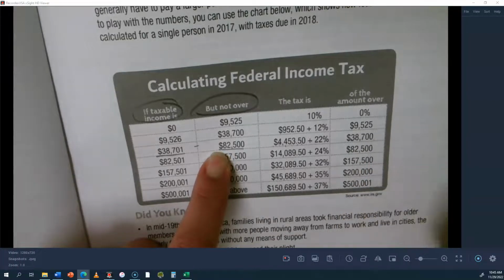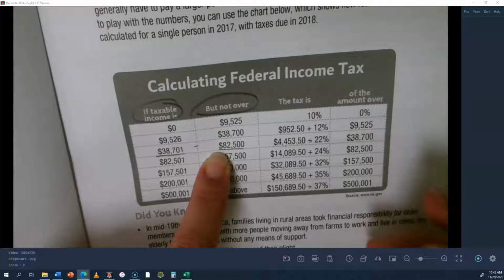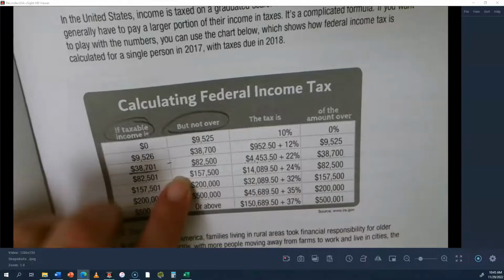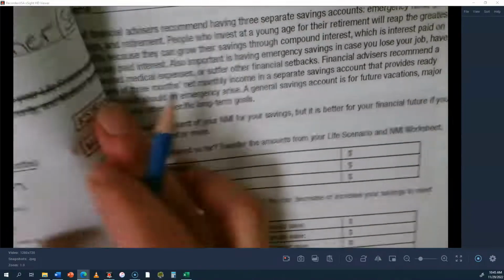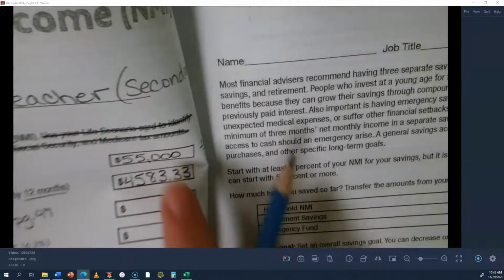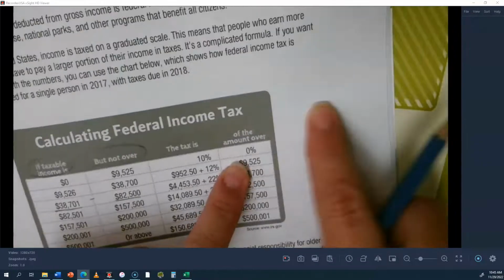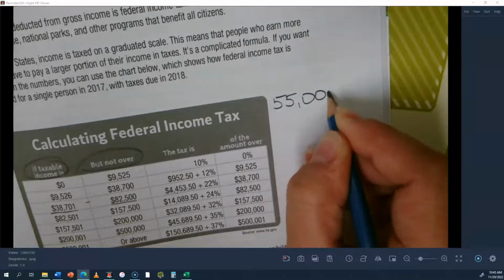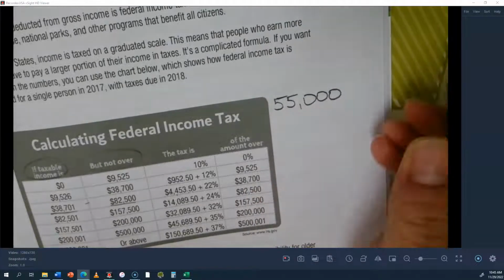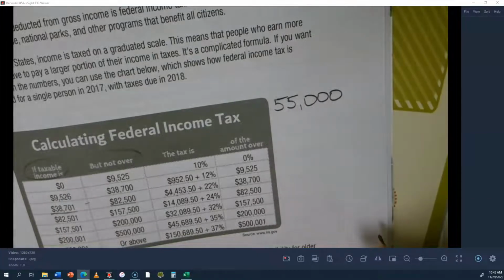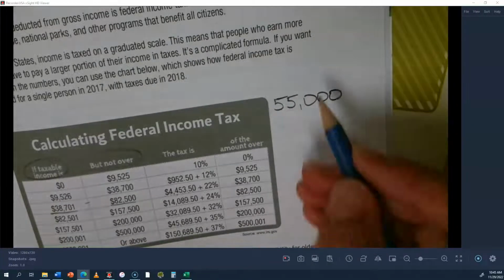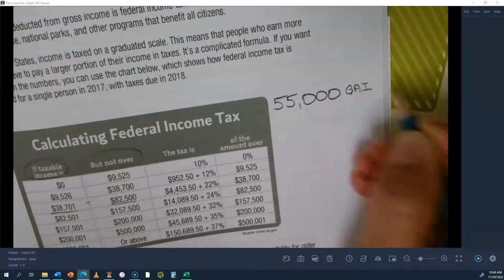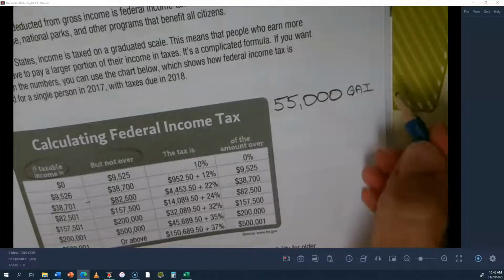All right. Huh? Well, here's what you do, okay? First, I want you to take whatever your salary was that you wrote down on line 1 of the other page. Mine was 55,000. And I'm going to write that up here. Write down whichever yours is on your paper. Okay. You can use a calculator, but I'm going to show you the steps. Okay. So I've got mine as 55,000. That's my gross annual income, GAI.